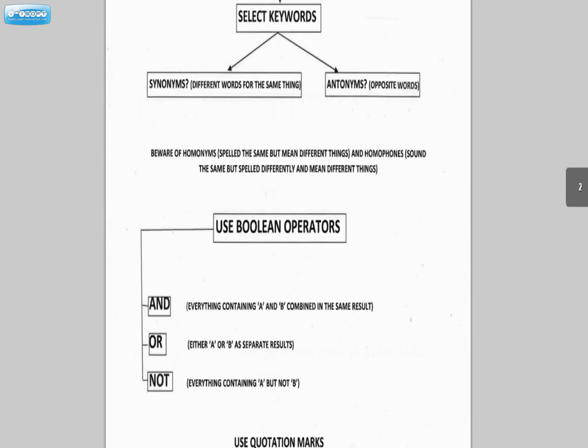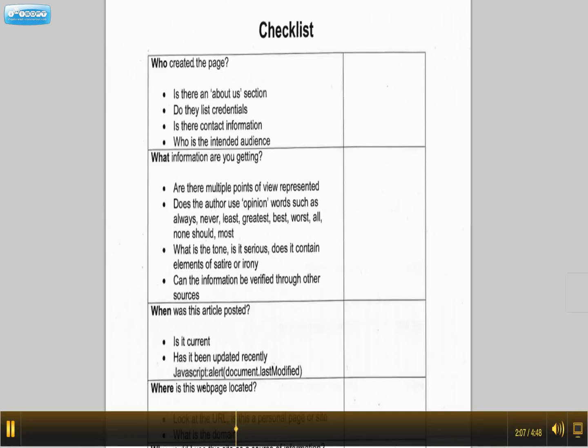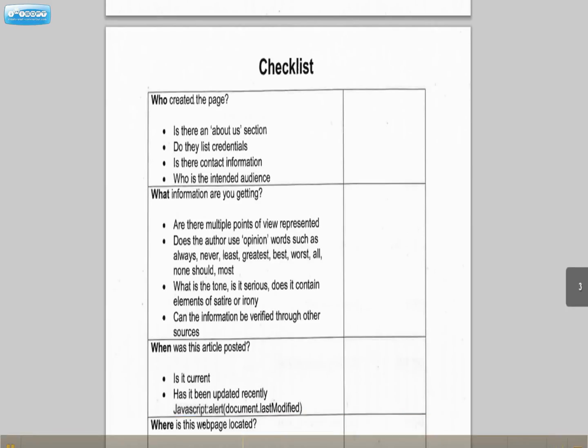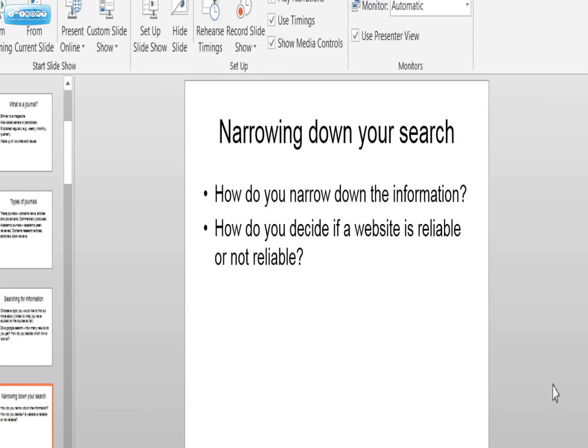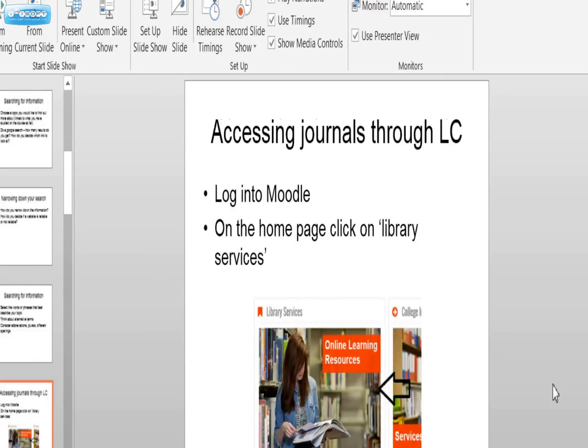Also have a look at the checklist. We're starting to think about how reliable sources are. We're going to consider this in more detail next week in class. Okay, so we went through and discussed all of this in class.